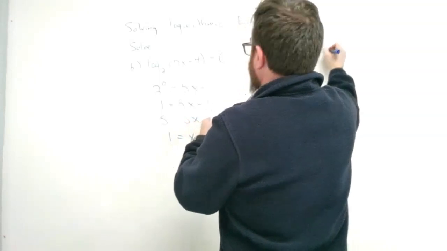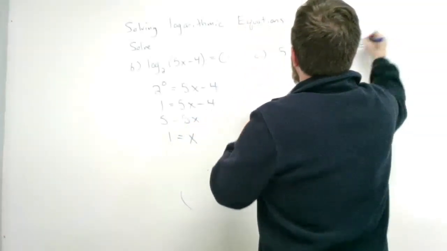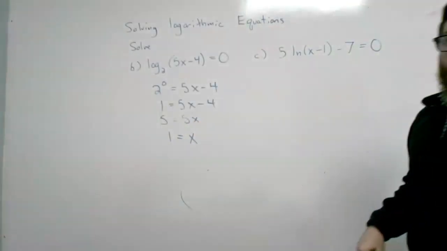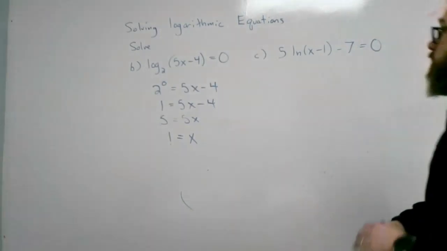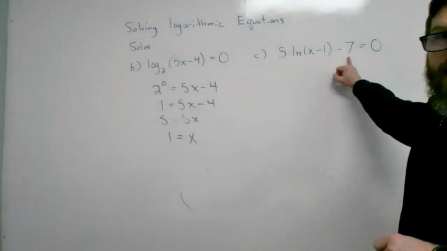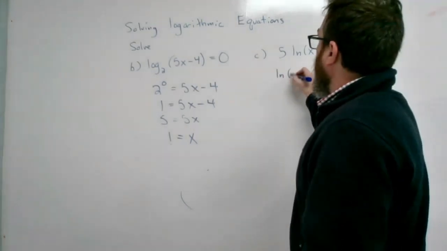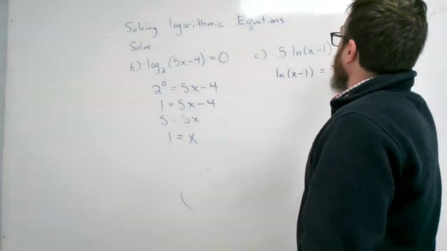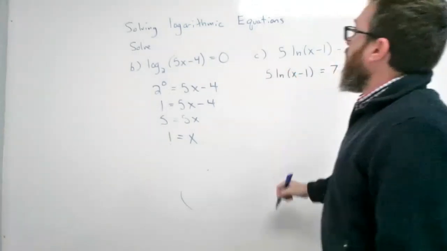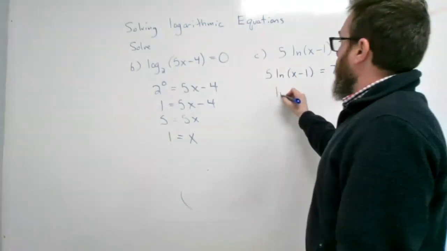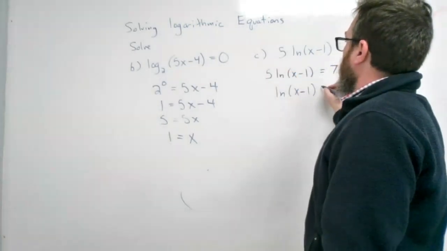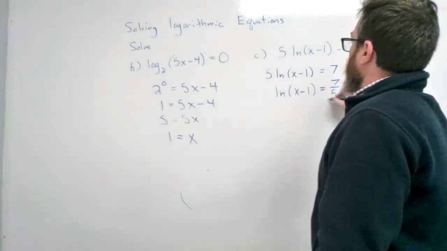Natural log of x minus 1, minus 7, is equal to 0. So in order to solve this, we have to isolate the logarithm, which means I'm going to have to add 7 first and divide by 5 second. So 5 natural log of x minus 1 is equal to 7. And then divided by that 5, I'm going to have natural log of x minus 1 is equal to 7/5.